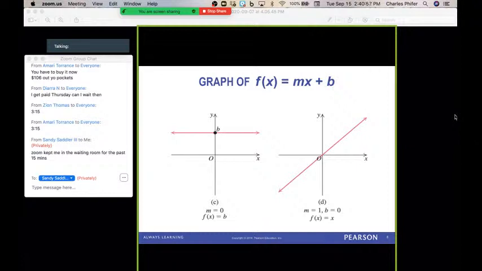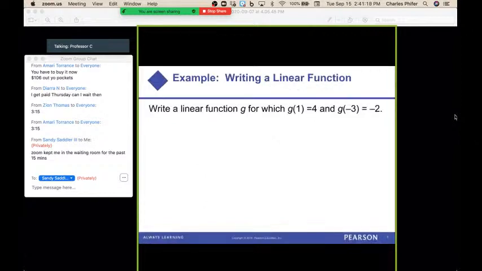Okay, so again, y equals a number. That's going to be a constant function. That's going to be a flat horizontal line through y equals whatever that number is, right? And then f of x equals x. That's called the identity function, and it's going to be a diagonal line like this. So what we're doing is building a collection of basic functions that we're going to use to start graphing some of these notions.